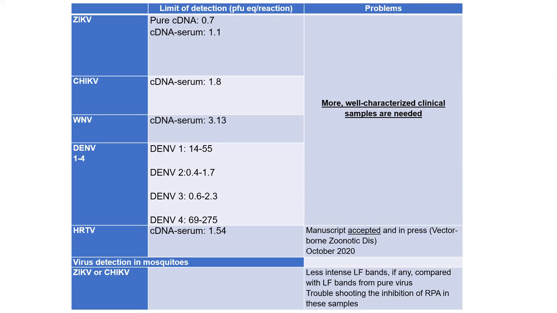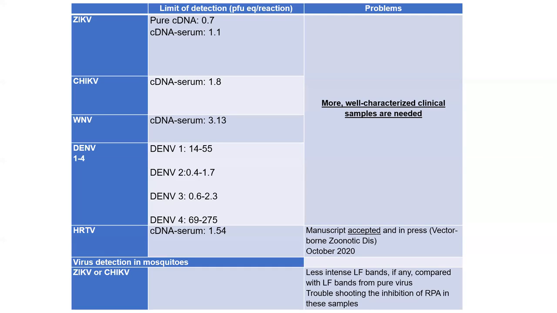So this is where we stand currently with our assays between Zika, chikungunya, West Nile, dengue, and the recently accepted Heartland manuscript. For Zika, Chick, and West Nile, we have the ability to detect 1 to 3 PFU equivalents per reaction of cDNA in human serum. And with dengue, it's a little all over the place, depending on which serotype we're detecting.